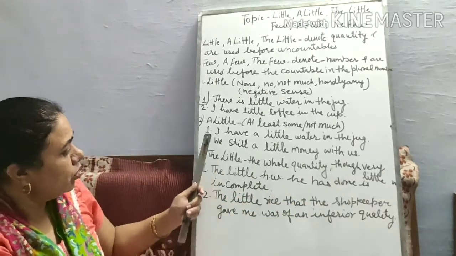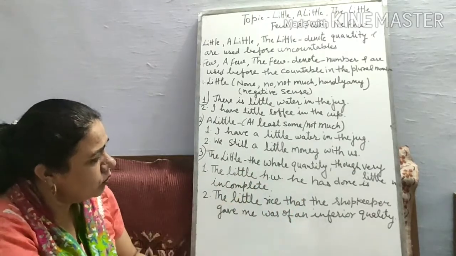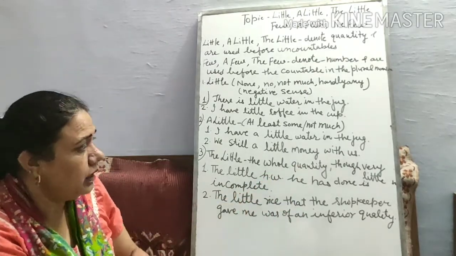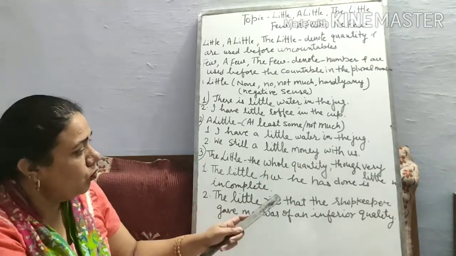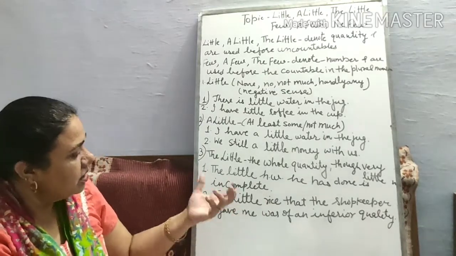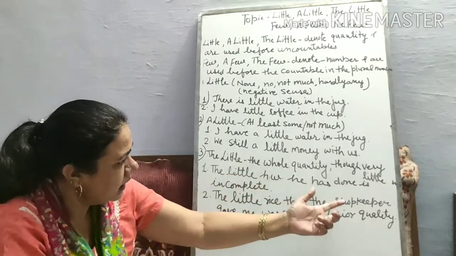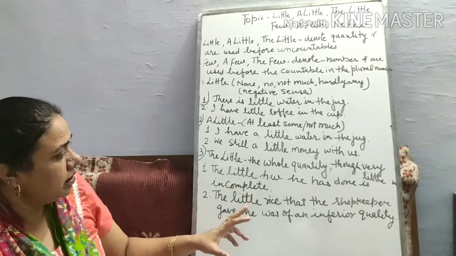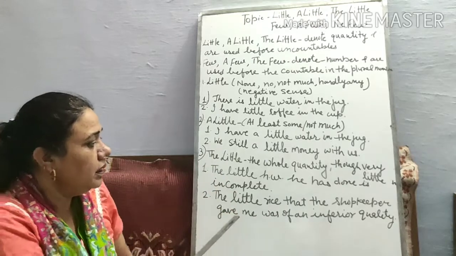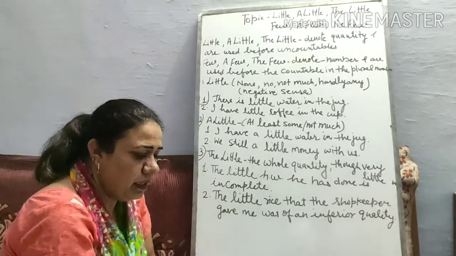The little, and what is the difference in the little? The little means the whole quantity. You have the whole quantity, out of that, though very, very little, you understand. The little homework means the teacher had given the work of 2-3 pages. The little homework he has done is incomplete. The very little work the child has done, that is incomplete. The little rice that the shopkeeper gave me was of an inferior quality.